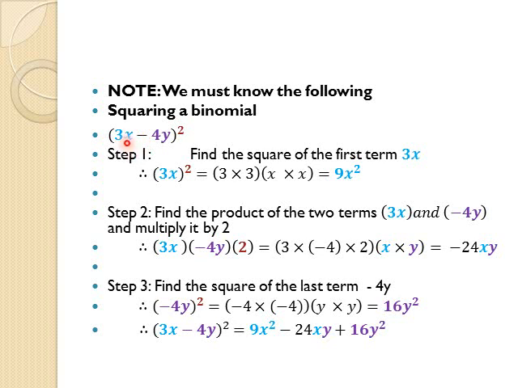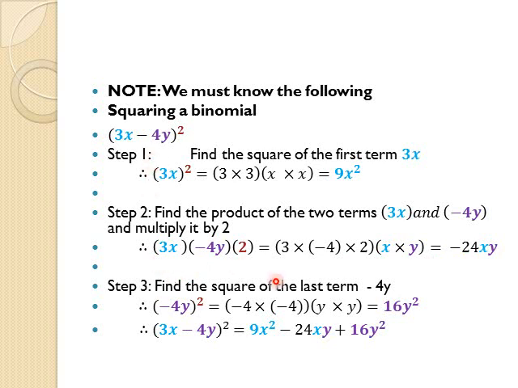So step 1, we multiply the first term by itself, so 3x squared, same as saying 3 times 3 and x times x, which gives me 9x squared. To find the middle term, we say 3x times negative 4y times 2. So 3 times negative 4 times 2 gives me negative 24, and x times y gives me my middle term.